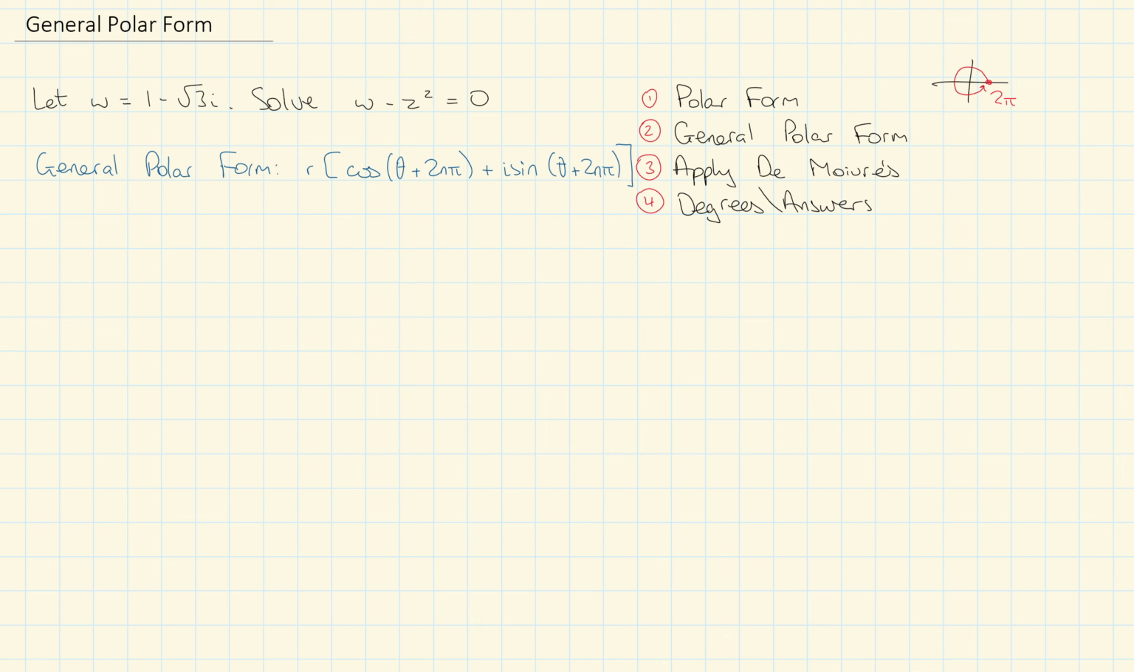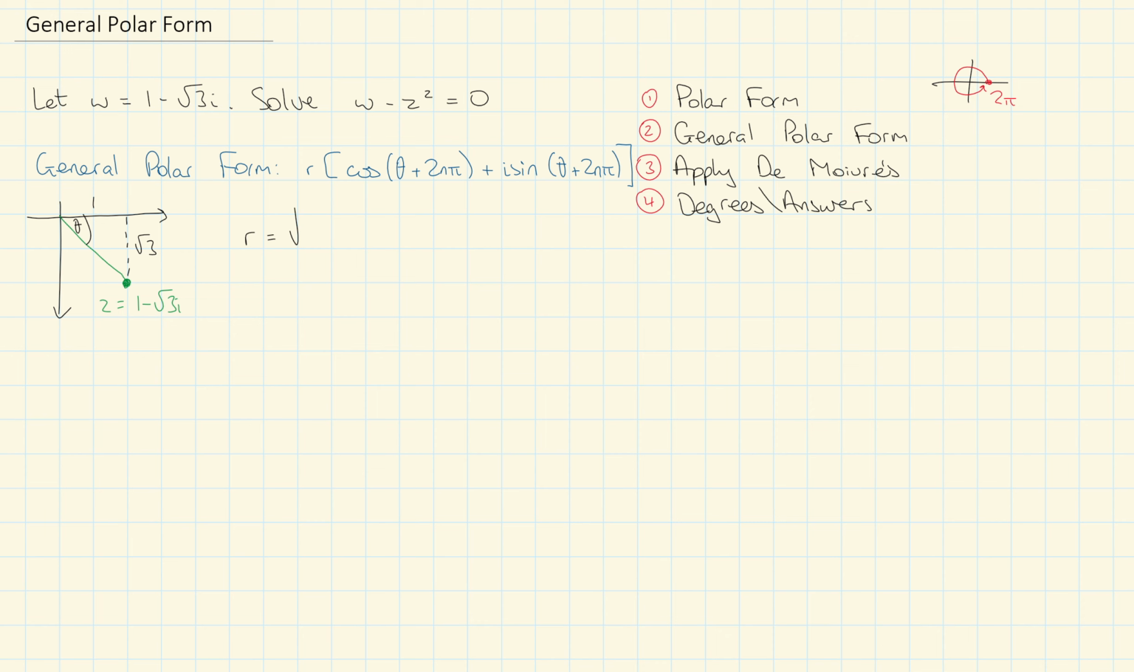Okay, so we'll start the question as normal anyway. We need to find the polar form of 1 minus root 3i. So a quick sketch, and we'll put it here. So that's z equals 1 minus root 3i. There's my modulus. We have 1 and root 3. There's my angle theta.